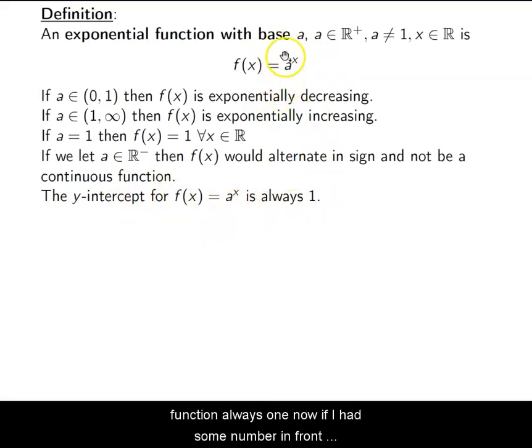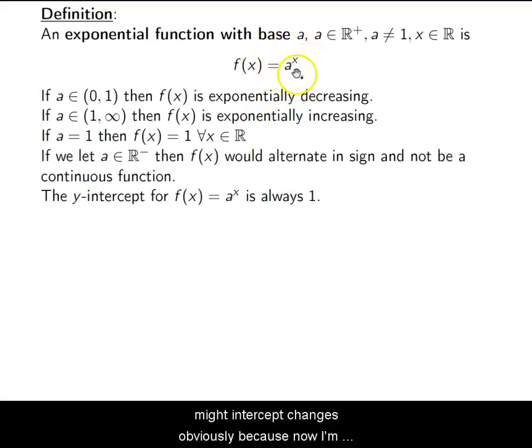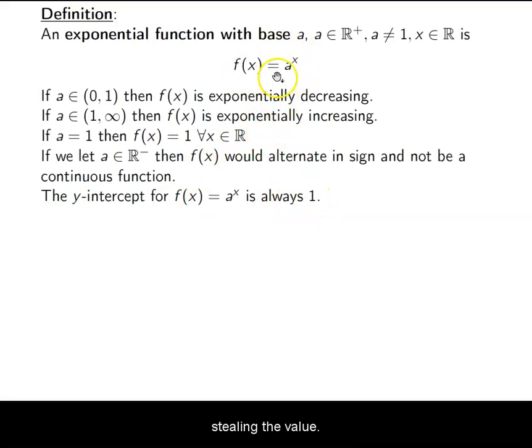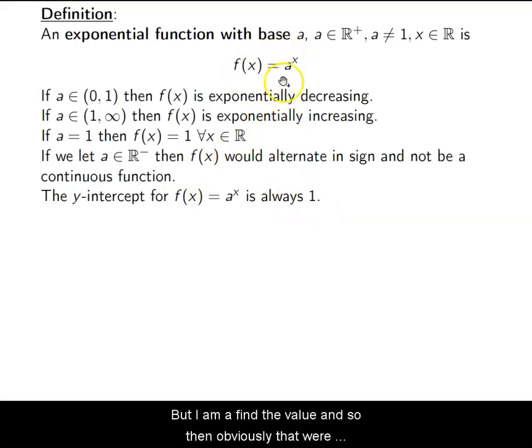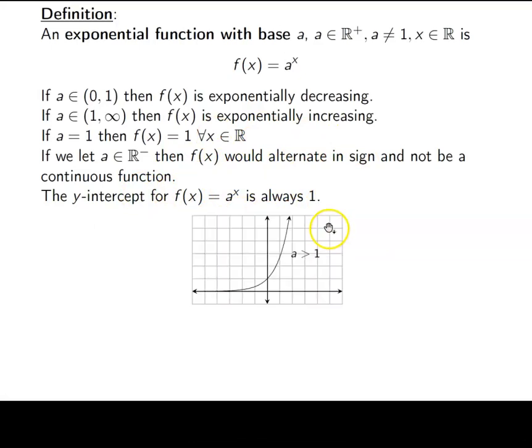Now if I had some number in front, like if this was f of x equals 3 times 2 to the x, for instance, then my y-intercept changes, obviously, because now I'm scaling the value vertically, right? I'm amplifying the value. And so then obviously that would change it in the way that we were transforming functions way back in chapter 2, right?